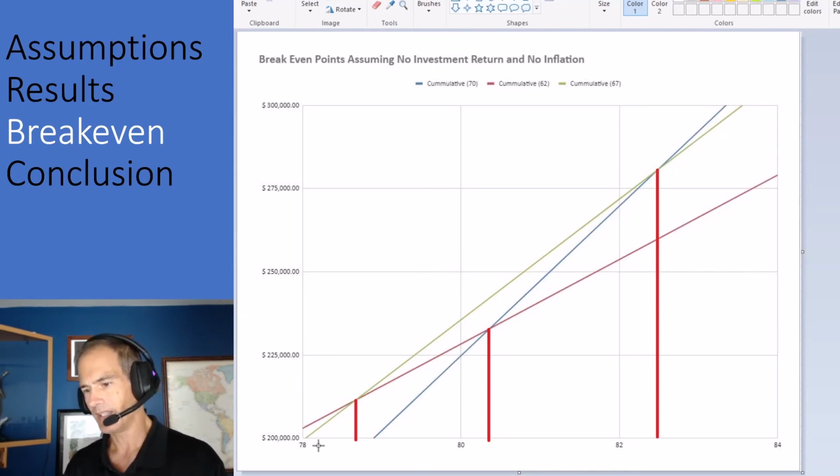Notice that the slopes of each of these, the lowest or least steep is for collecting at 62 because our monthly payments are the least. At 67, we have the green line, and at 70, we have the blue line, which is the steepest. So you notice that the blue line is the highest anywhere after age 82 and a half or so.